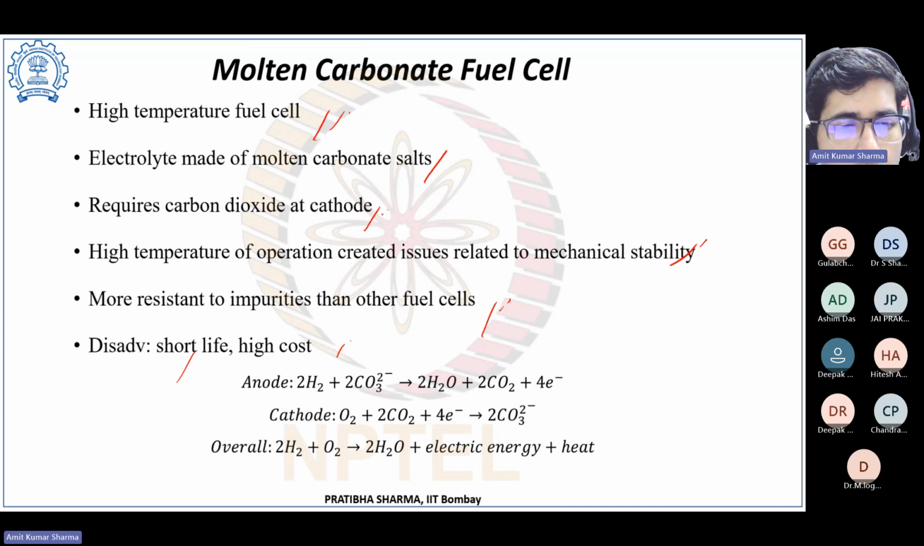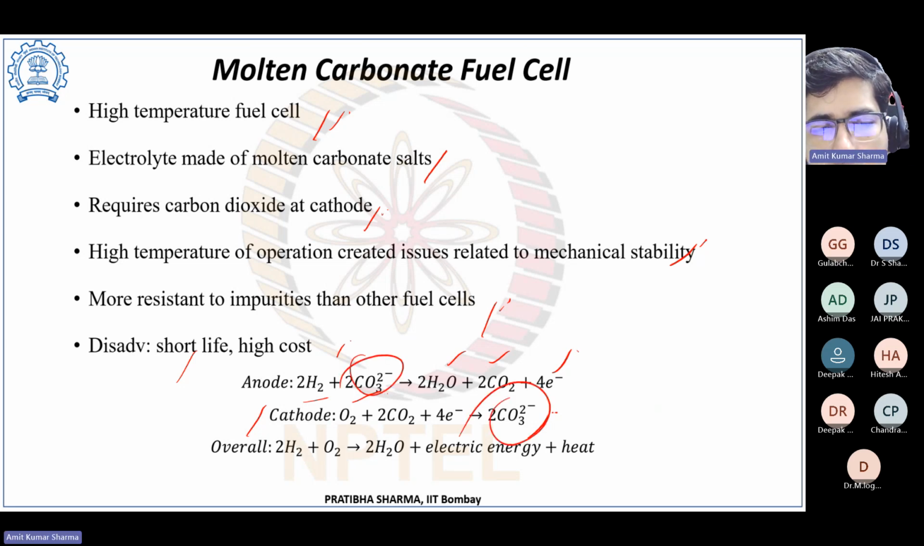So the reaction is, anode: 2H2 plus 2CO3 2- gives 2H2O plus 2CO2 plus 4 electrons, and cathode: O2 plus 2CO2 plus 4 electrons gives 2CO3 2-. So which ion is involved? Carbonate ion is involved. Okay, the overall reaction is similar.